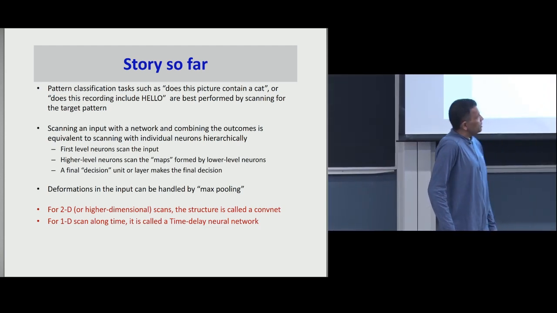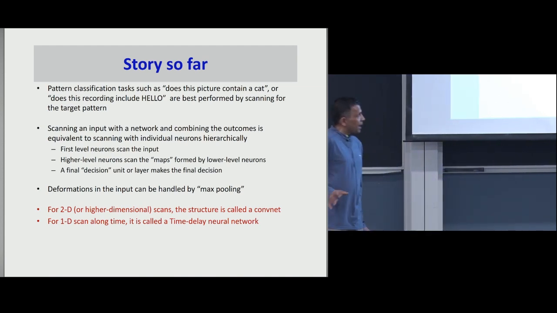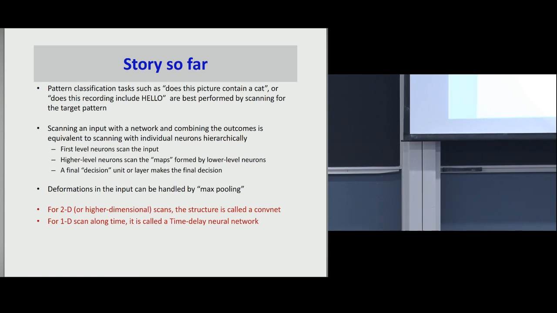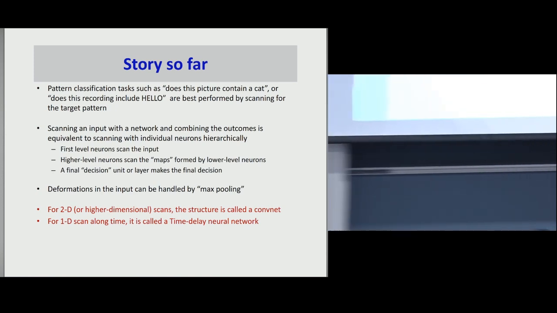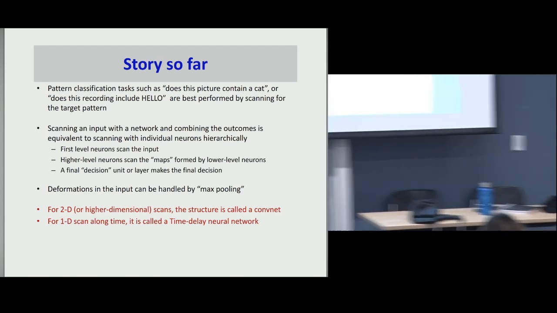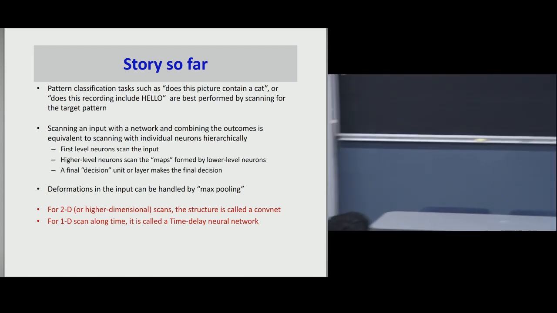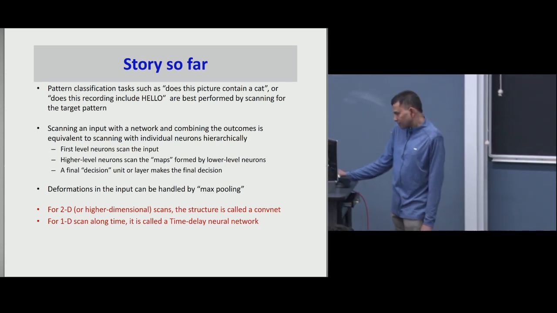We saw that the deformations in the input can be handled by max pooling. The 2D case gave us a convolutional network, also called a ConvNet. If you're scanning only along time, for example, if you're looking at speech recordings and saying, does this recording have the word welcome? That was called a time delay neural network, but the concept was exactly the same.